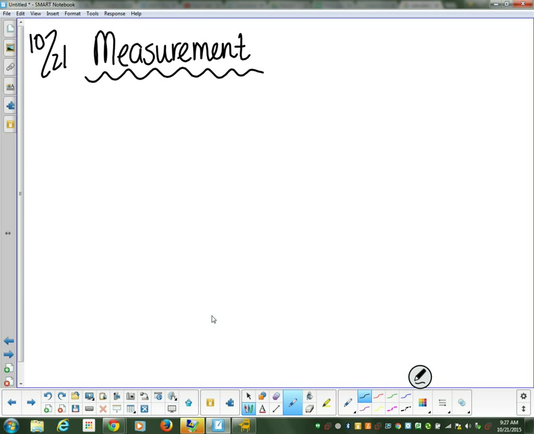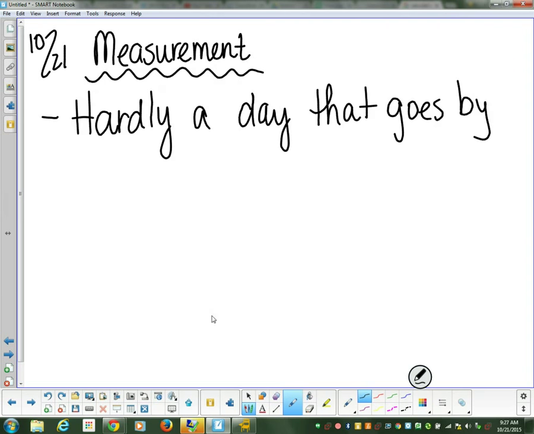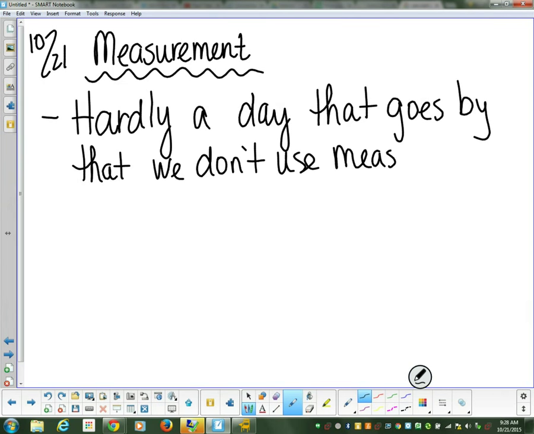And so measurement is used, and there's hardly a day that goes by that we don't use measurement. Okay? It's used almost every single day of your lives, and it's important to understand. All right, so we're going to take a look at it.